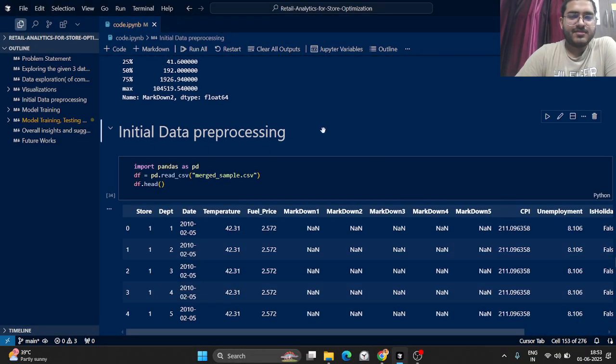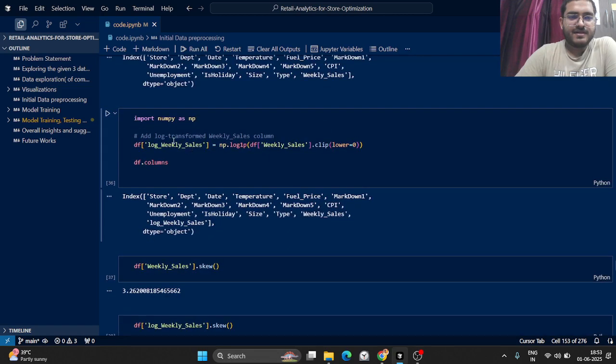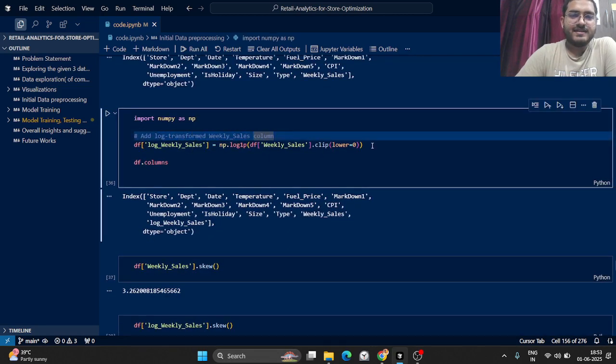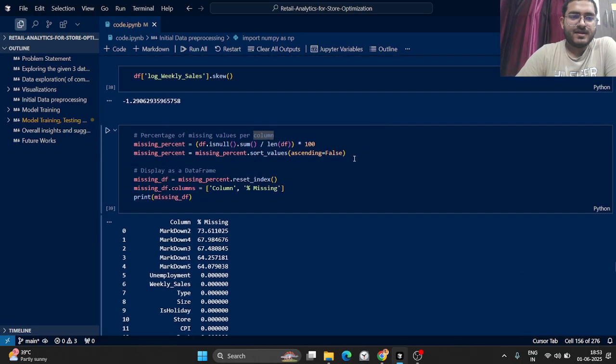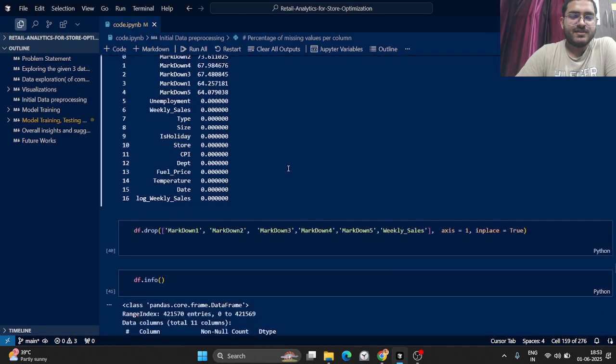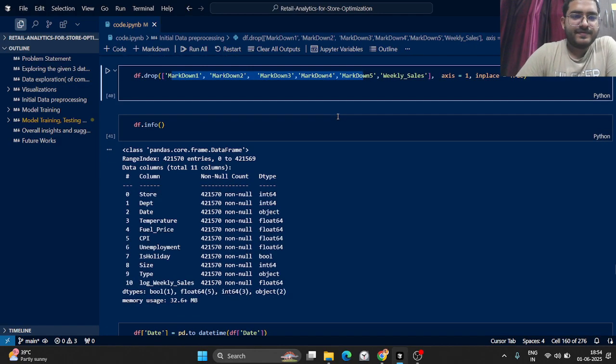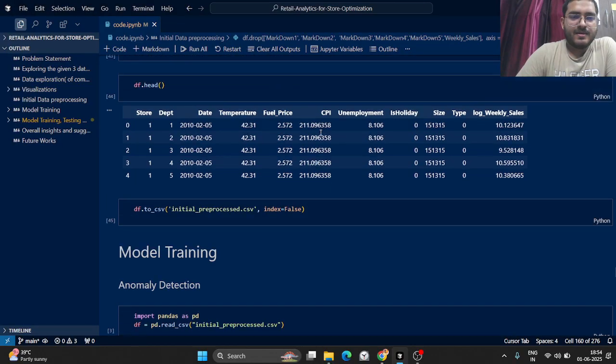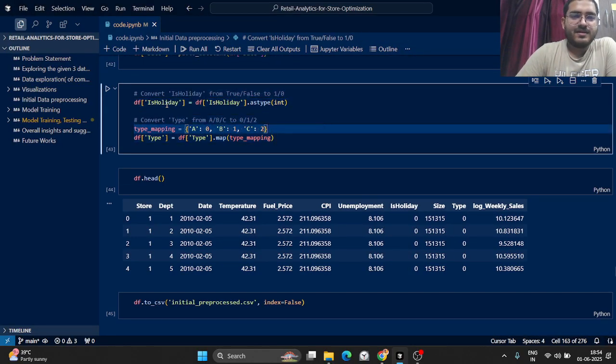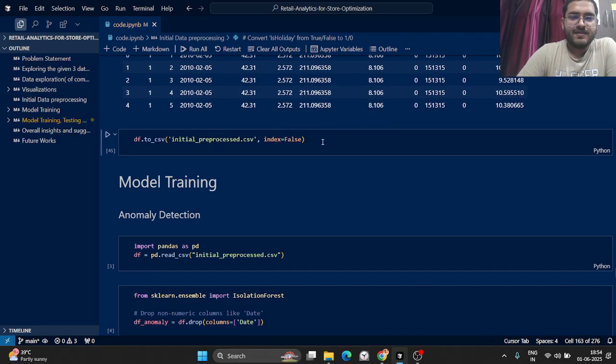After that, we went for initial data preprocessing. We had performed log transformation on weekly sales, and we again looked for missing values and dropped the markdowns and the weekly sales. Instead of weekly sales, we're using log weekly sales for two reasons. One is the skewness. The other is that the correlation was also similar, so there's not much of a difference. And this is the encoding part. For is holiday, we converted true/false to int type, and we mapped type ABC to integers. We also saved that file.